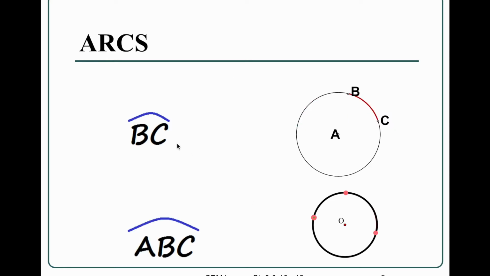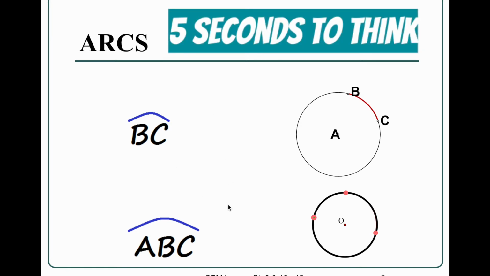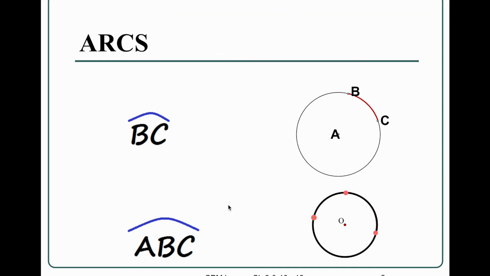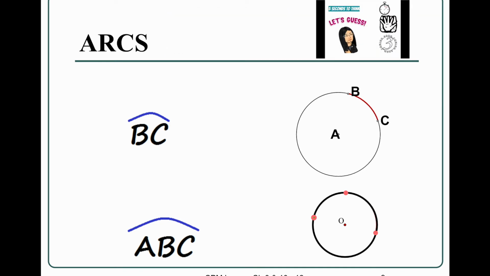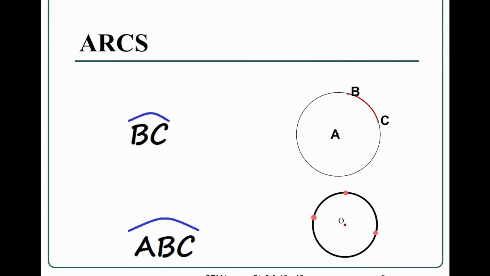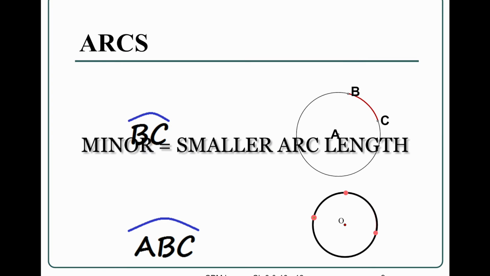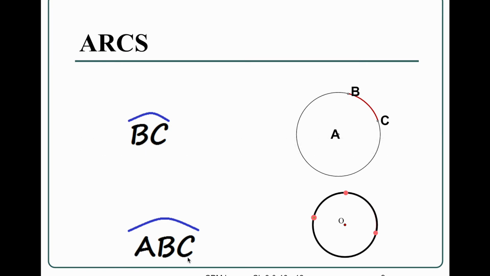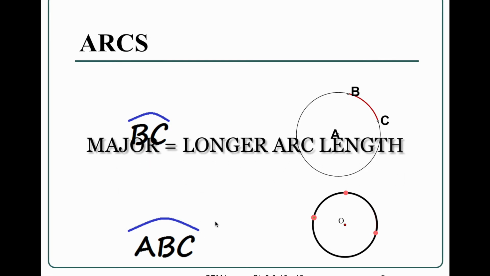Arcs. We have the minor arcs and the major arcs. Guess which one of these would be minor and which one of these would be called major arcs? It makes sense to have the one with 2 letters with the curved arc on top to be the minor, because it only has 2 letters. And the one with 3 letters, one more letter, with the curved arc on the top, this is called the major arc.